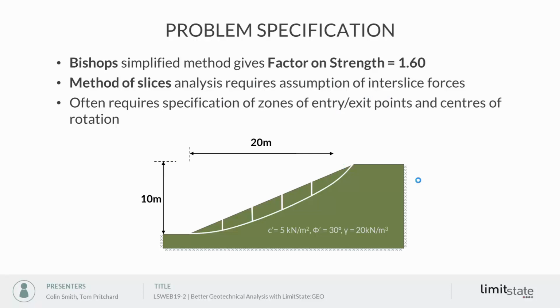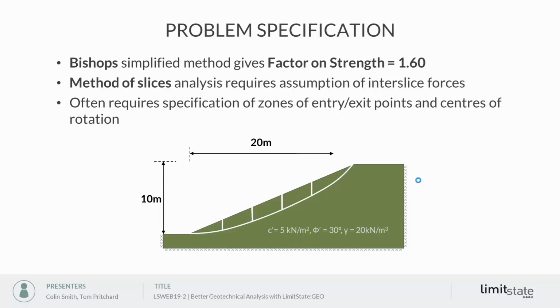So we're going to look at a slope here that, if you do it by a method of slices solution, Bishop's method, you get a factor of strength of 1.6 on this. That type of analysis was originally designed for hand calculation and requires an assumption of interslice forces, and often requires specification of zones or entry-exit points and centers of rotation. With this software, you don't need to enter any of that. It will search for the most critical collapse mechanism, and you don't need any of these assumptions of interslice forces.